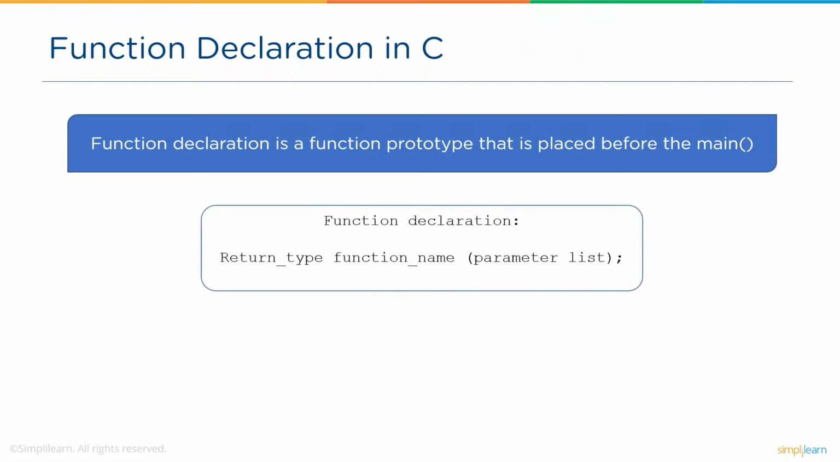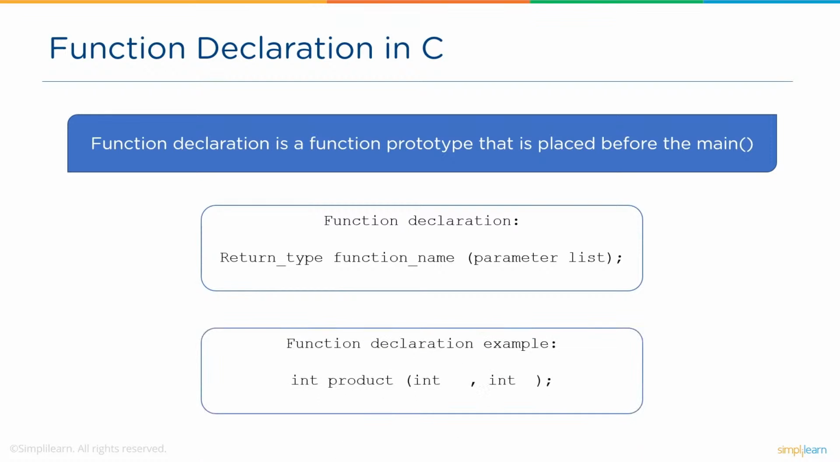The syntax of a function declaration is return type, function name, and parameter list. For example, int, product, and data types. If required, we can also specify variables along with the data type, like int a, int b.